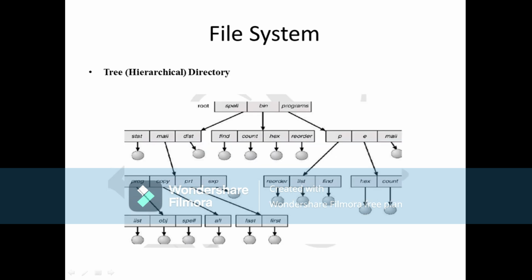The next one is tree, also known as hierarchical directory. In the tree directory, we have a root directory. Under the root directory, we have a few files and subdirectories. The subdirectory can also have a few more files and subdirectories, and this is how the tree keeps growing. We can always go to the next level of having more subdirectories or more folders and files under it.